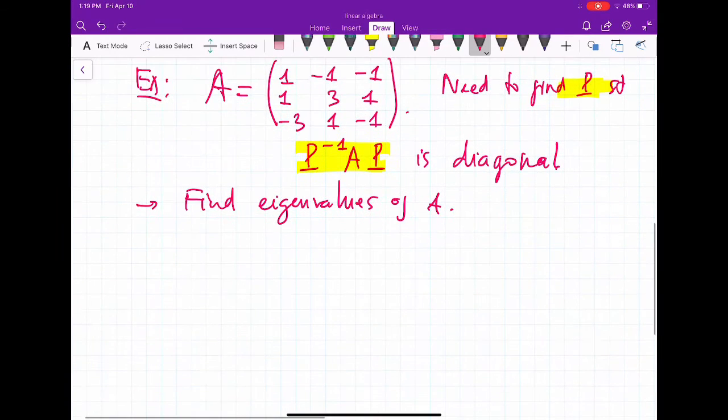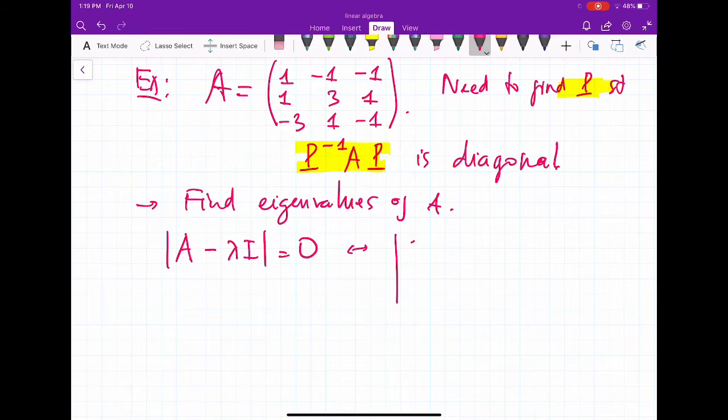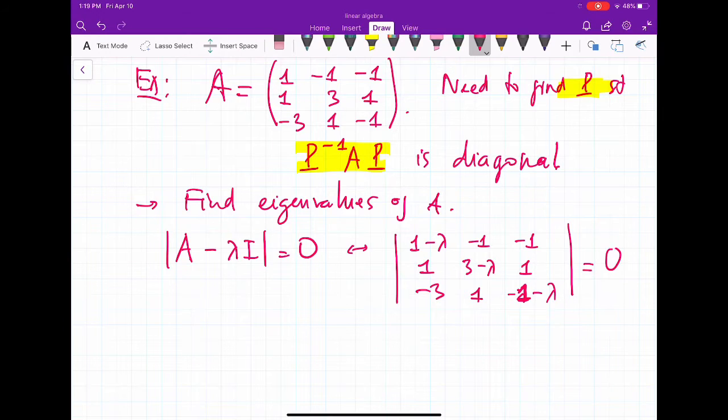And we know we have to solve the equation determinant of A minus lambda I equal to 0. So I just subtract lambda from the entries on the main diagonal, and I take the determinant. So I have 1 minus lambda, negative 1, negative 1, 1, 3 minus lambda, 1, negative 3, 1, and negative 1 minus lambda. And I set it equal to 0.